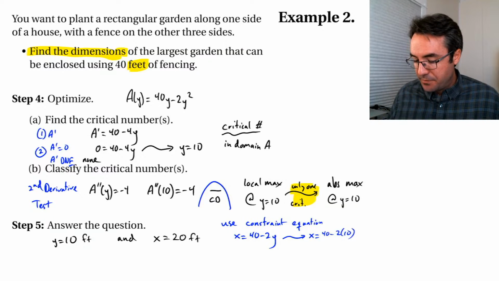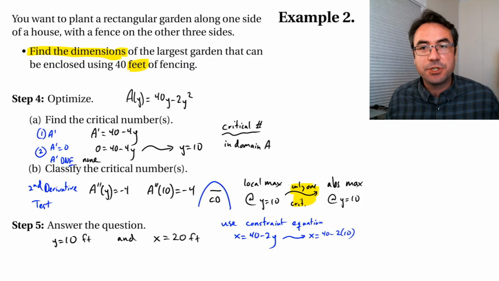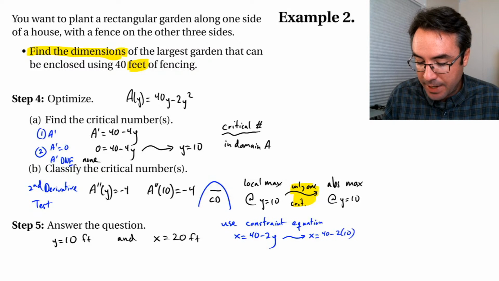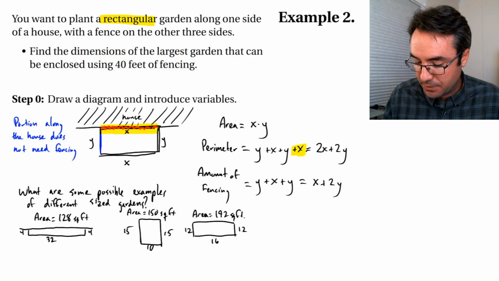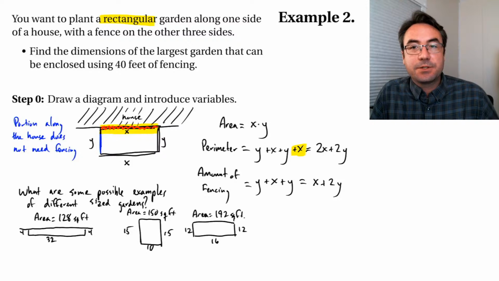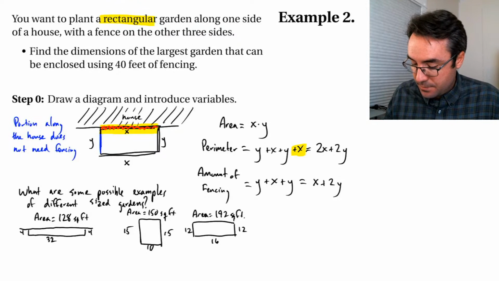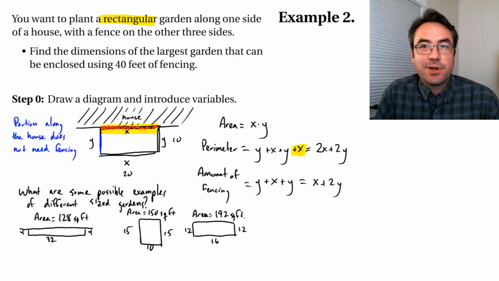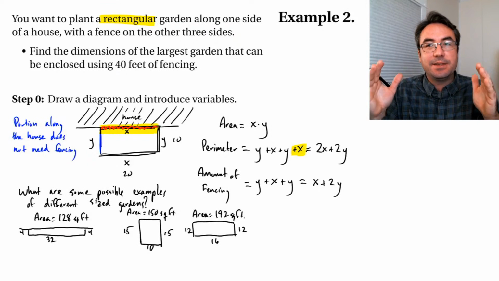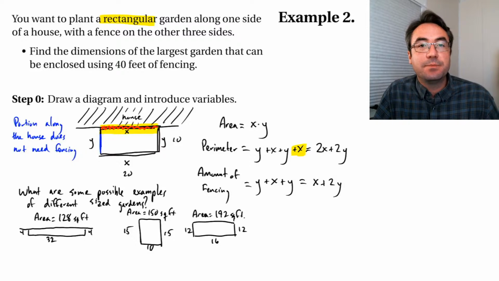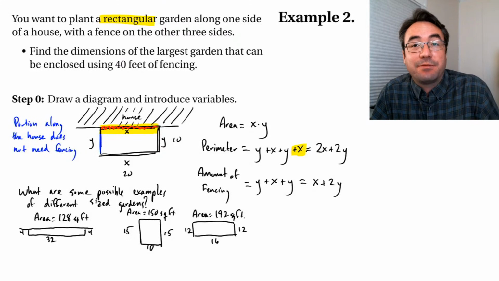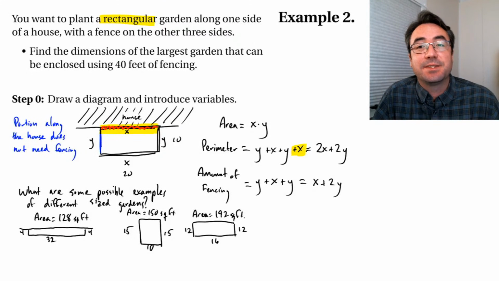All right, so we've answered the question, we found the dimensions, and if we go back to our diagram, that seems entirely plausible. So x was 20 and y was 10. So it sort of makes sense that the longer side is going to be opposite the house because we don't have to fence in one of those sides. So that seems entirely plausible.